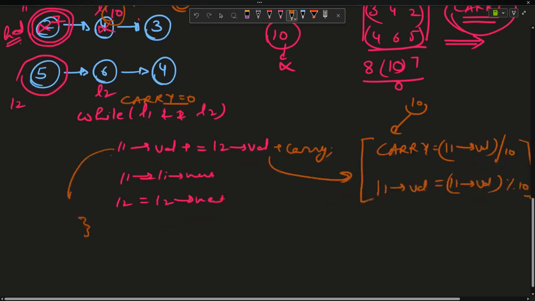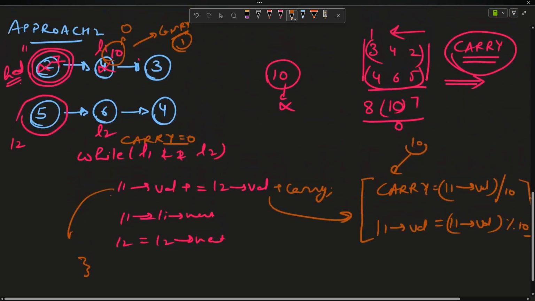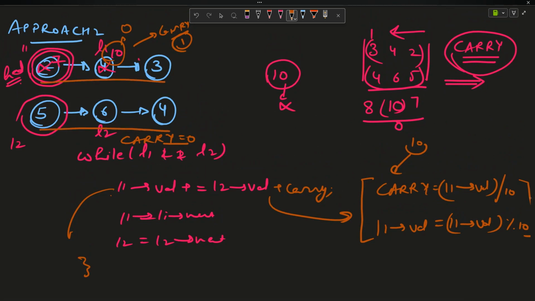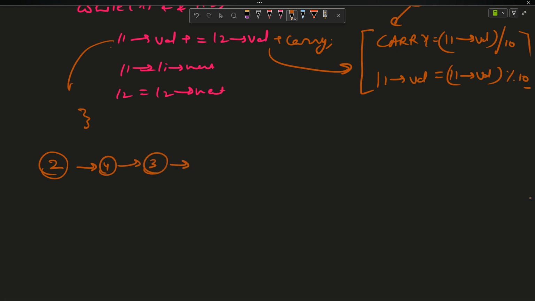But there are some edge cases. What are the edge cases? In the given case, you saw that the length of L1 and the length of L2 are equal, which makes the question very easy. But suppose the numbers given to me are 2, 4, 3, 1 and 5, 6, 4. The question is completely changed now.